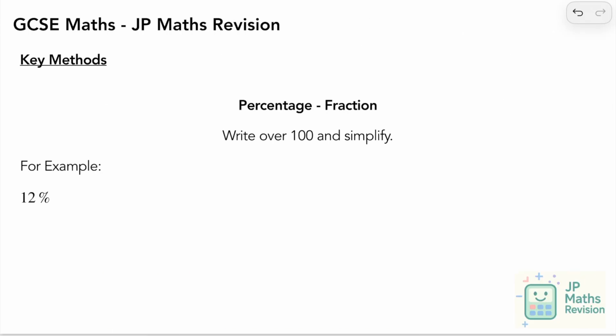To get from a percentage to fraction, we write the number over 100 and then simplify. So if we have 12%, I'm going to write 12 over 100, and then I'm going to simplify the result. So 12 over 100 becomes 6 over 50, and we can simplify that even further to 3 over 25.